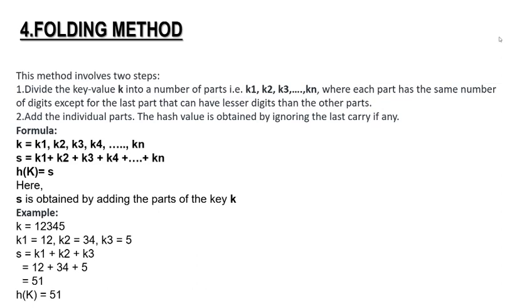And next we have to do the sum of all those parts, that is k1 plus k2 plus k3. When we add all those values, we get 51, that is h of k equal to 51. This is the folding method. All these methods are used for storing the values in the hash table.